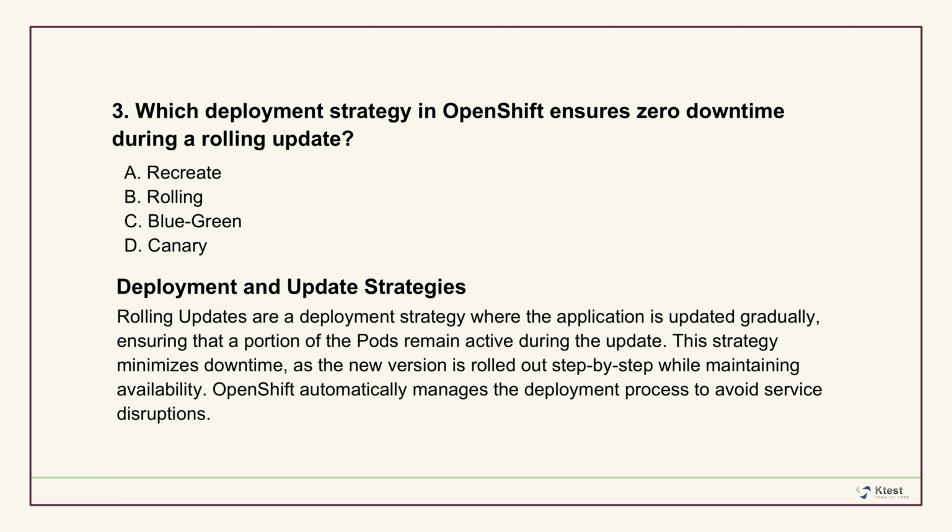Clear. Okay, question 3. Deployment strategies. Which deployment strategy in OpenShift ensures zero downtime during a rolling update? Options: A, recreate, B, rolling, C, blue-green, D, canary. And the answer you're looking for is B, rolling. Rolling, okay. Zero downtime deployments. I mean, that's table stakes now, isn't it? Nobody wants their app to just disappear during an update.